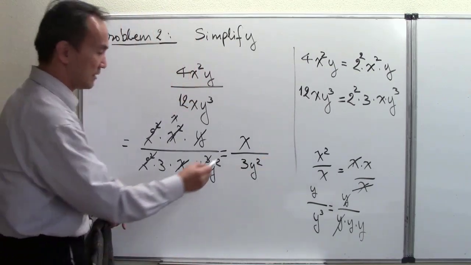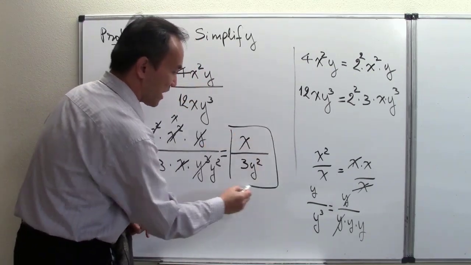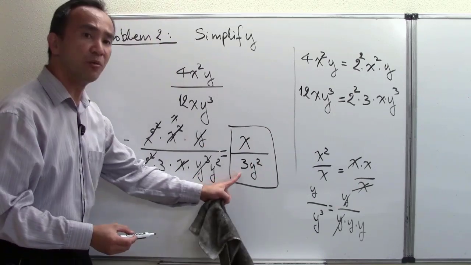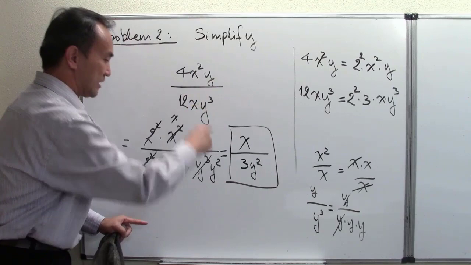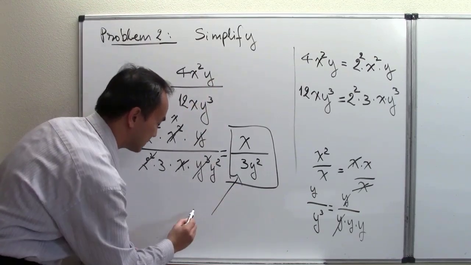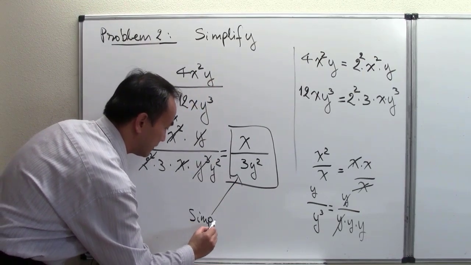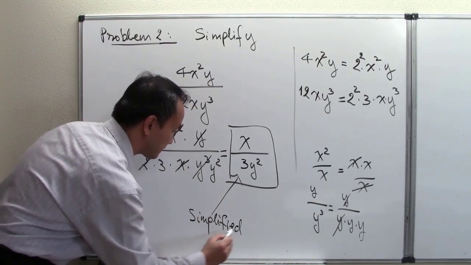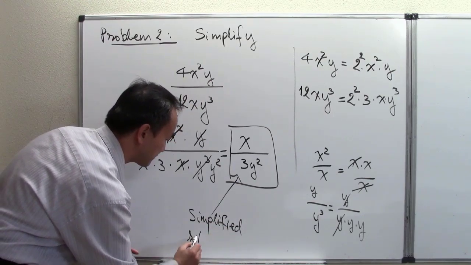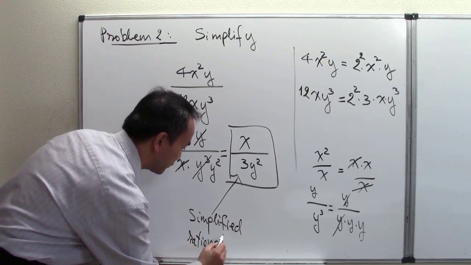And so now, that is how we have arrived at what's so-called a simplified rational expression. So this rational expression here is the simplified rational expression.